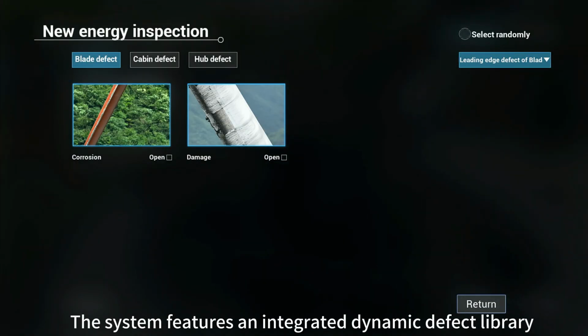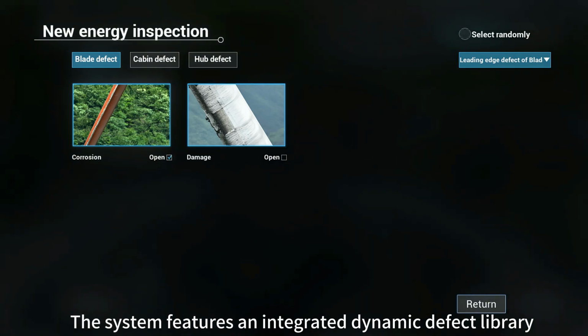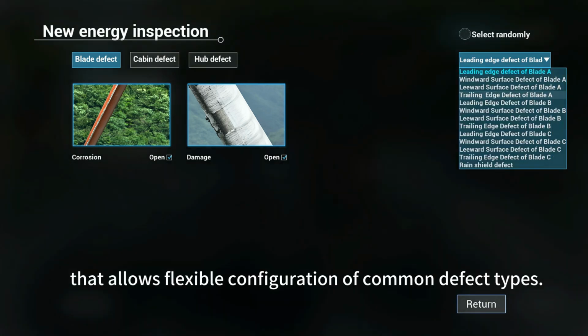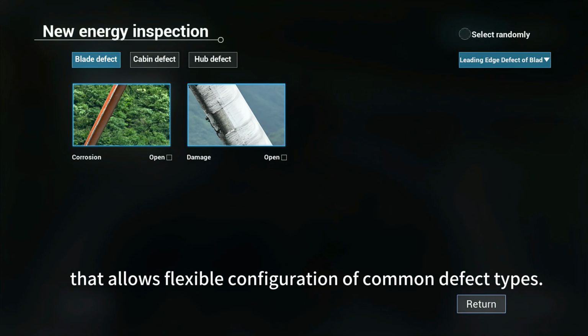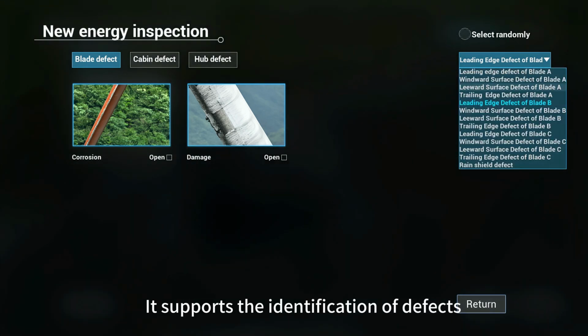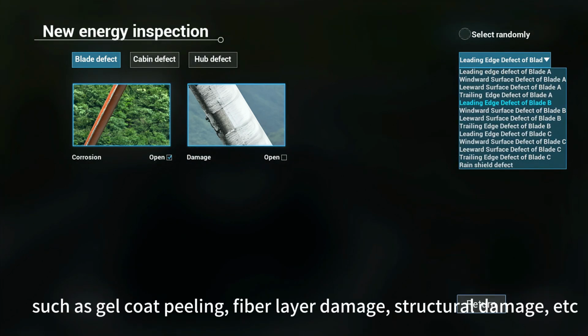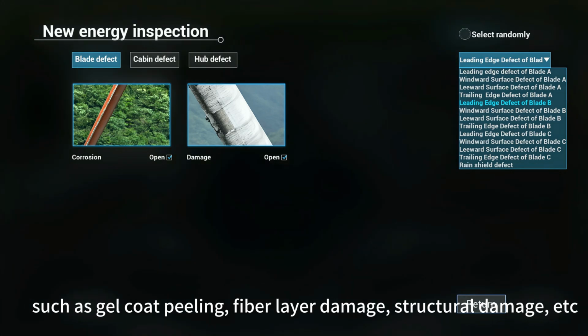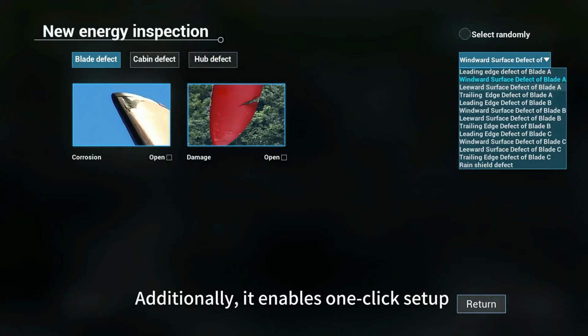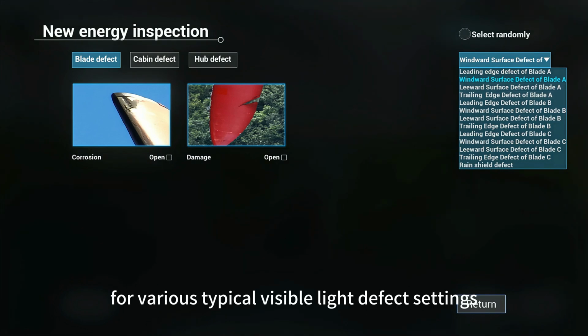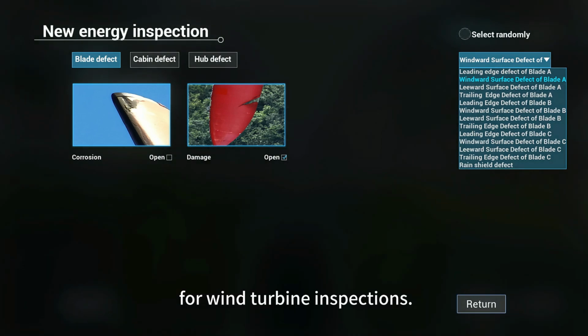The system features an integrated dynamic defect library that allows flexible configuration of common defect types. It supports the identification of defects such as gel coat peeling, fiber layer damage, structural damage, etc. Additionally, it enables one-click setup for various typical visible light defect settings for wind turbine inspections.